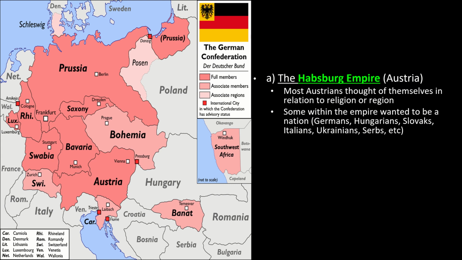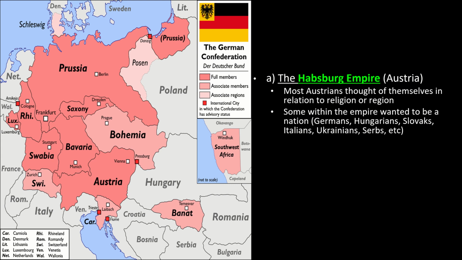And you don't identify with these Austrians that rule over you. If you're Slovak, same thing. You speak a different language. You have a different culture. Italian, same thing. Ukrainian, Serb. Guys, the Habsburg Empire is a mashed mess of different groups of people.